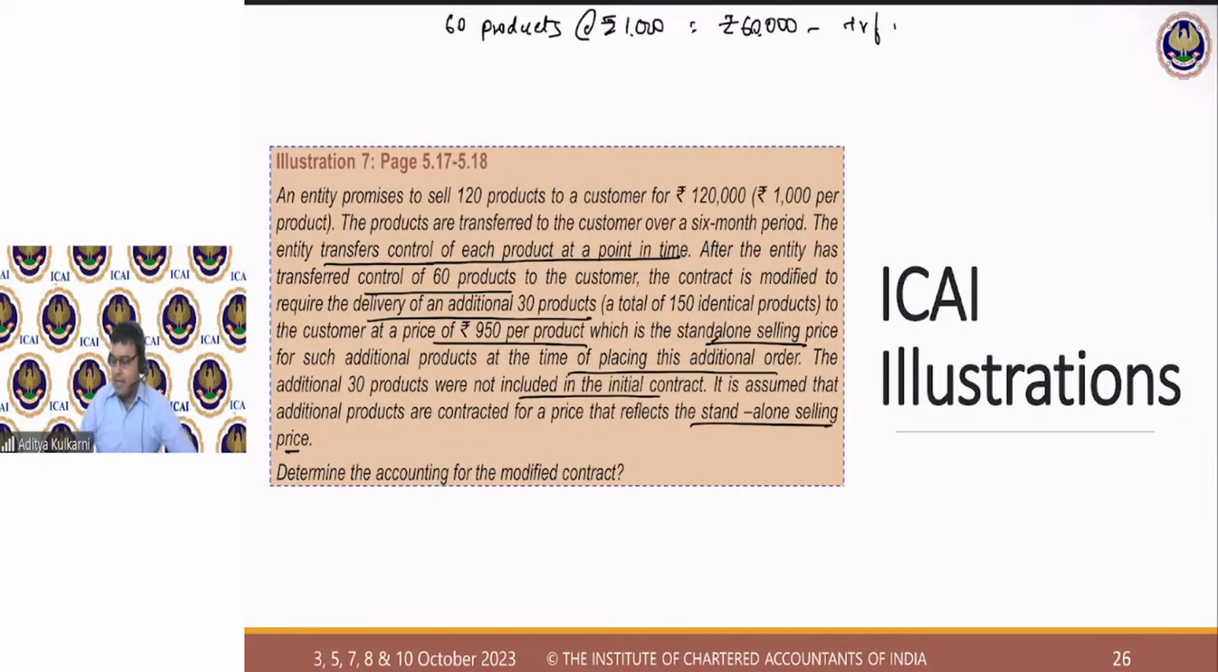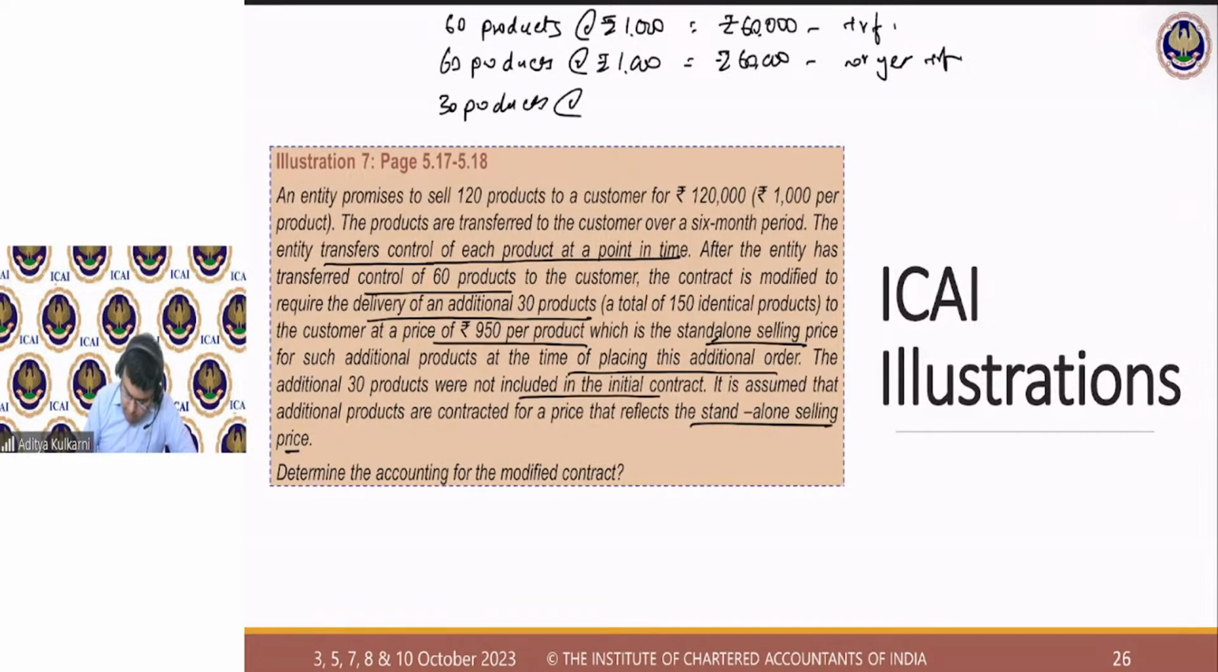This is already transferred. The remaining 60 products, again at rupees 1,000, are not yet transferred. So this is still pending for sale. And then you have 30 products that came in at rupees 950. The question that they are asking is, determine the accounting for the modified contract. So what will be done?